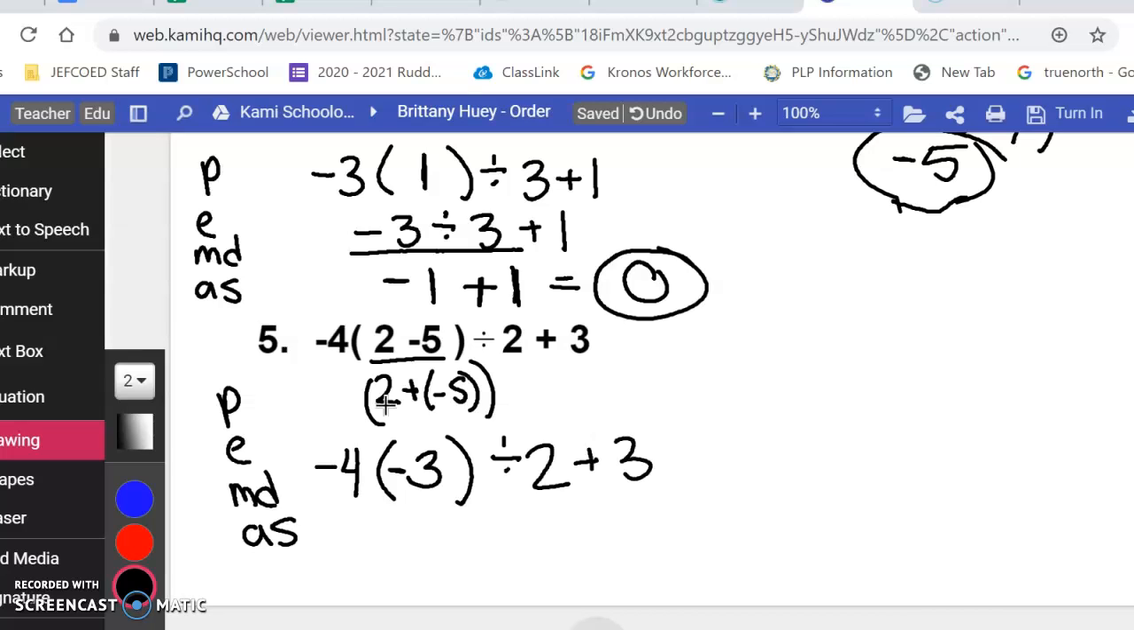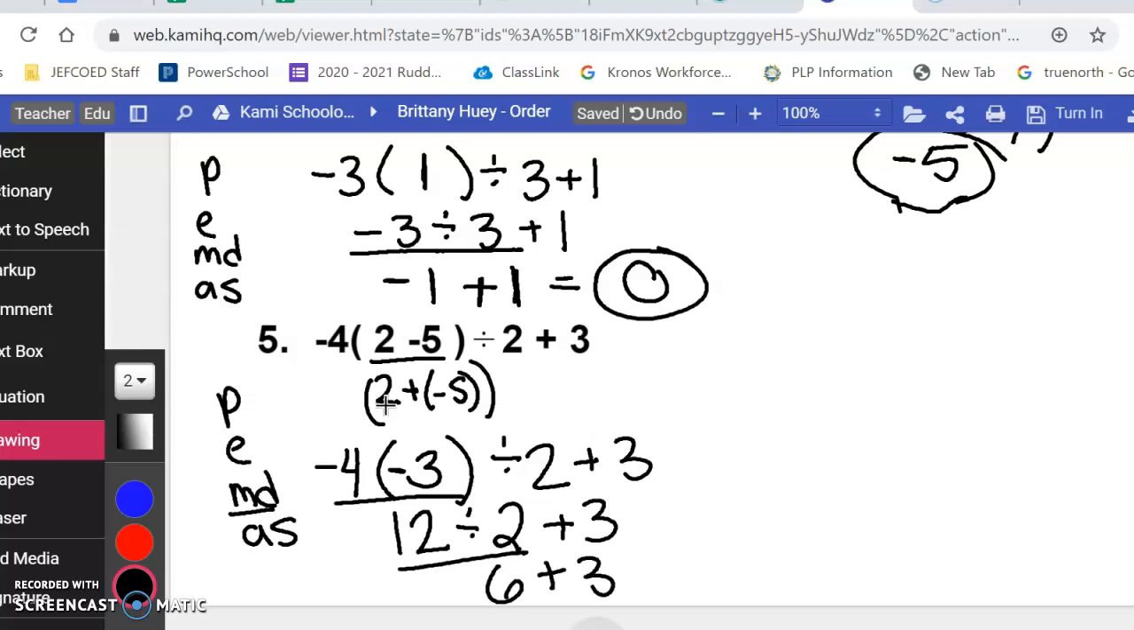Alright, my next step, there's no exponents, so I'm going to multiply or divide. So negative 4 times negative 3 is positive 12. Divided by 2 plus 3. 12 divided by 2 is 6. Add 3. So my last step is add and subtract. 6 plus 3 is 9.